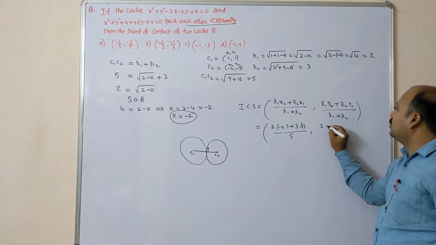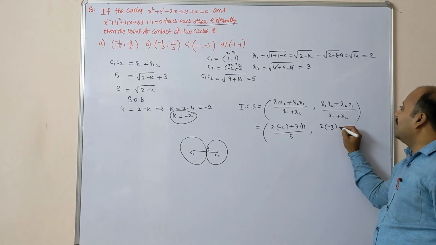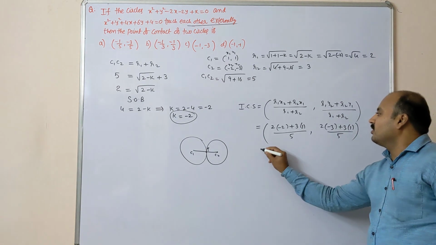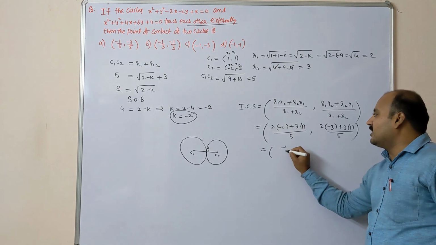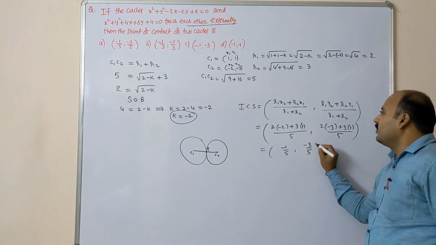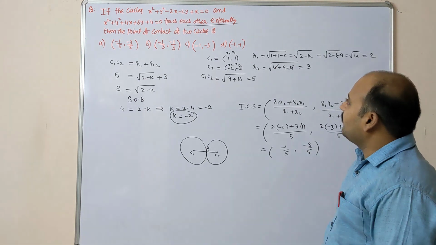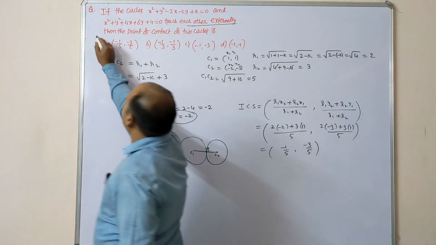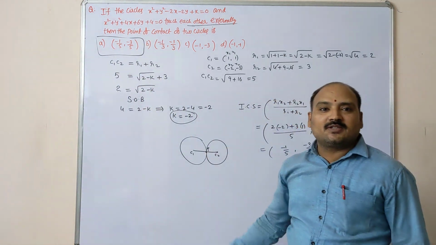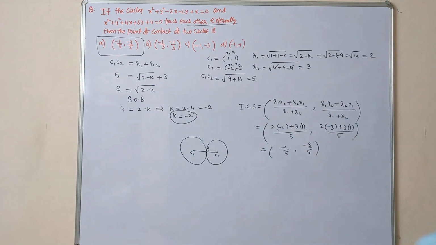Next, R1 is 2, y2 is minus 3, R2 value 3, y1 value is 1, divided by 5. So minus 4 plus 3, minus 1 by 5. Minus 6 plus 3, minus 3 by 5. So the answer minus 1 by 5, minus 3 by 5 is there in the first option, dear students. This is called the point of contact. We'll move on to the next question.